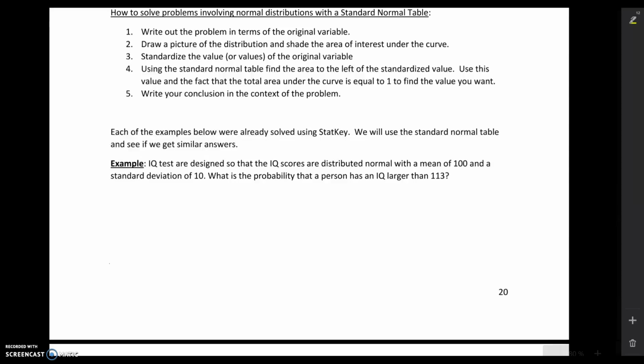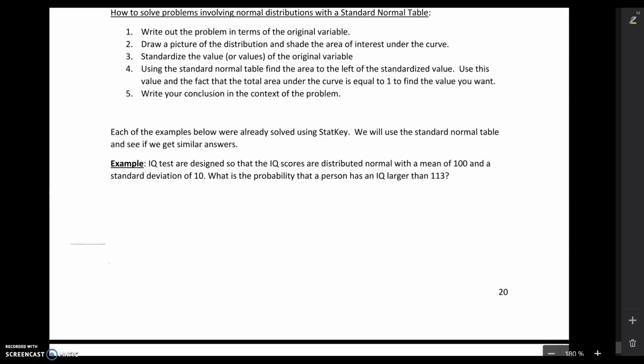Our example says IQ tests are designed so that the IQ scores are distributed normal with a mean of 100 and standard deviation of 10. What is the probability that a person has an IQ larger than 113? That is the statement in terms of the original variable. Next, we're going to draw a picture of the distribution and shade the area of interest under the curve.